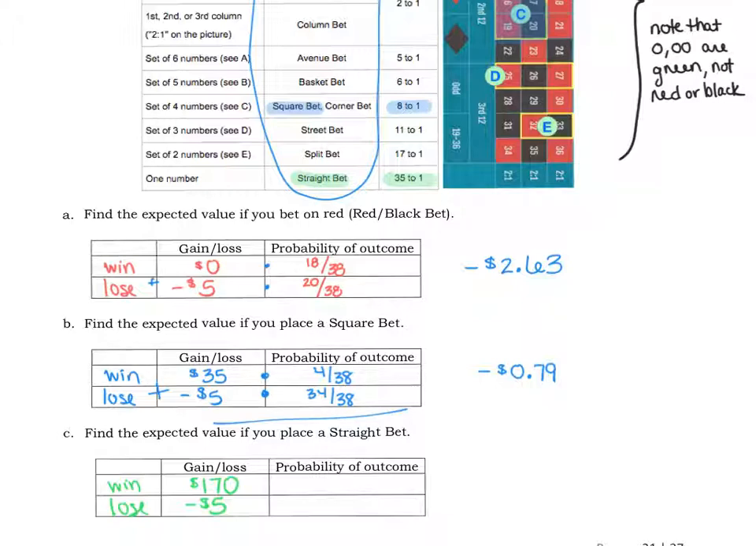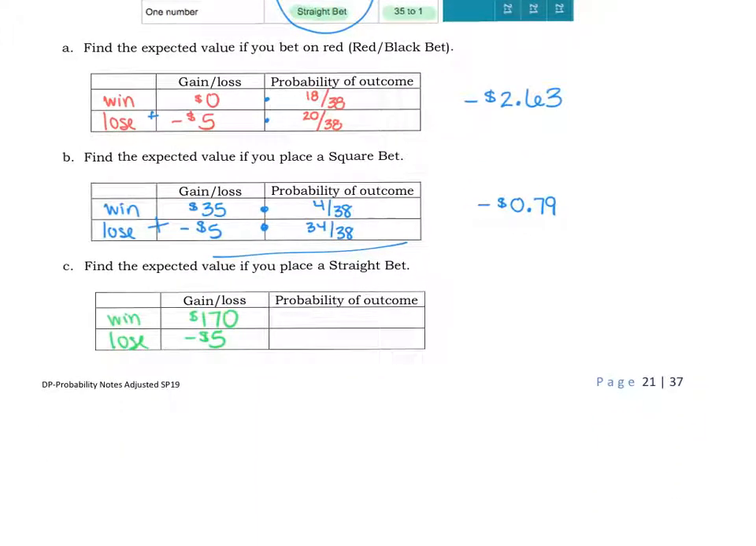And then let's look at the probability. You are literally betting on a single number to come up on the board. So the probability that your number wins is 1 out of 38. 37 out of 38 times you're going to lose. Multiply the outcome times the probability of the outcome, and you will find out that on average you're going to lose 39 cents per play. All right.